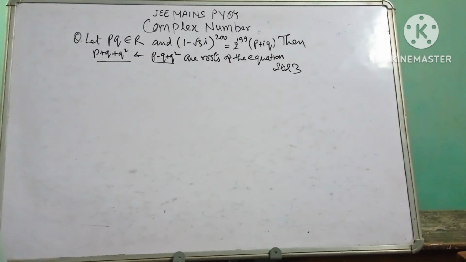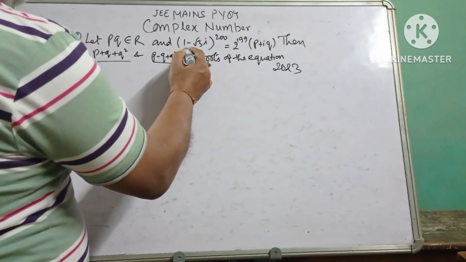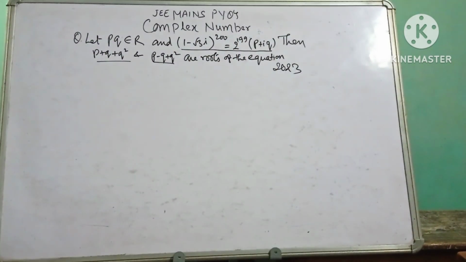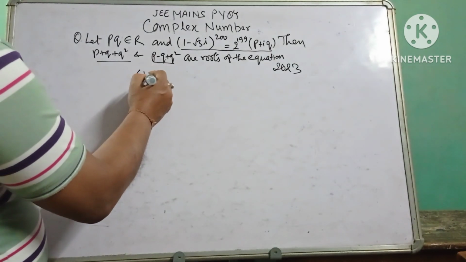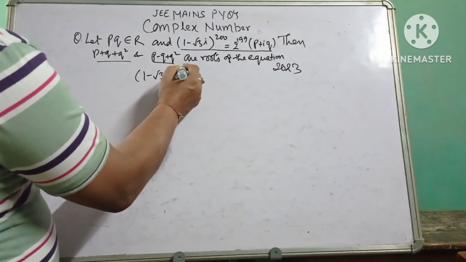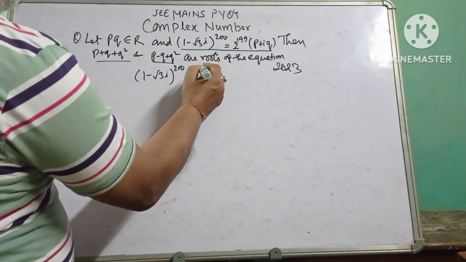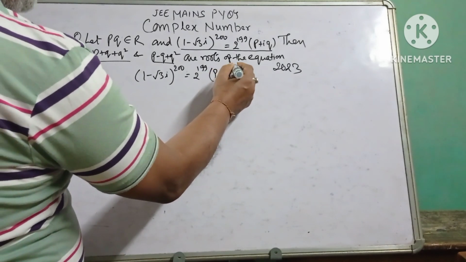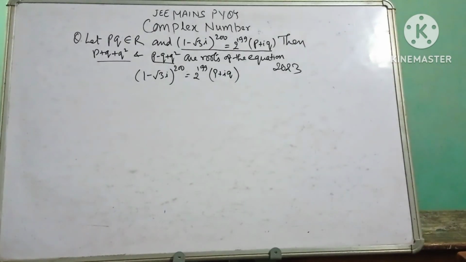So here again you see that you should not be nervous by seeing this power 200 or 2 to the power of 199. Never be nervous by 2 to the power of 199 p plus iota q. Never be nervous about it.